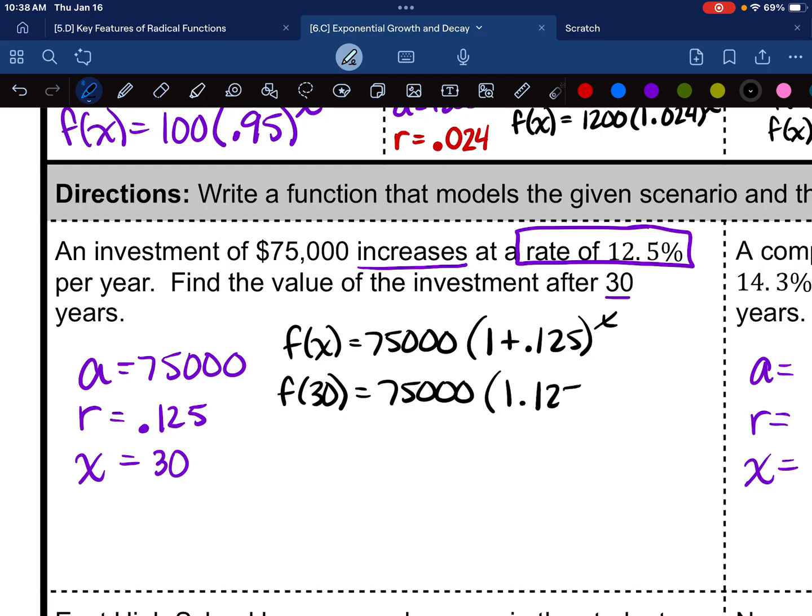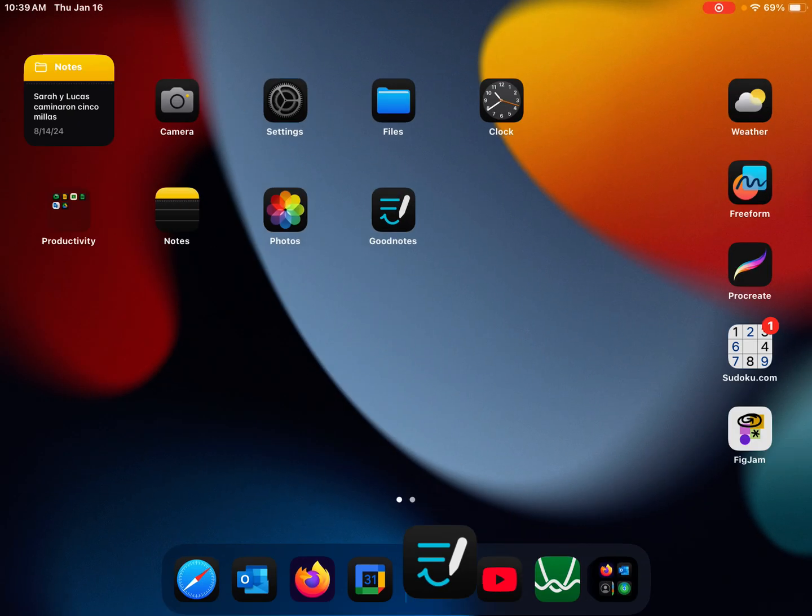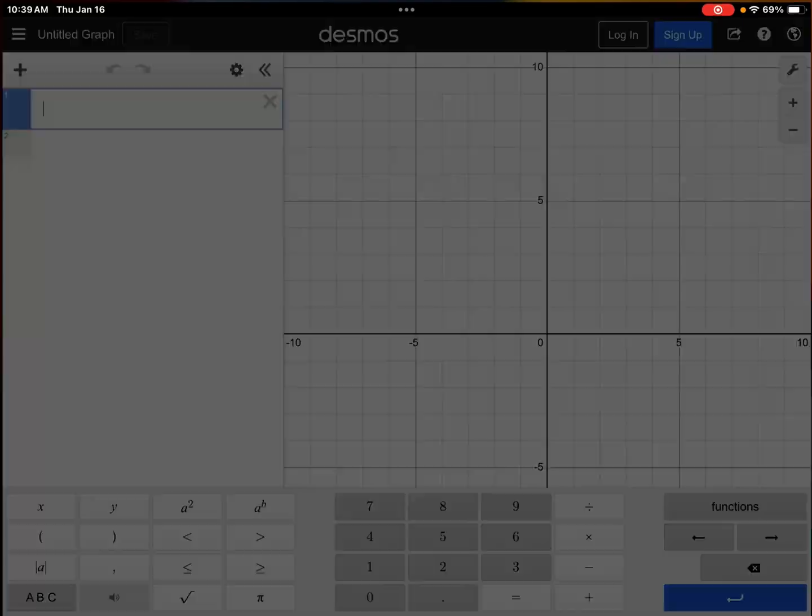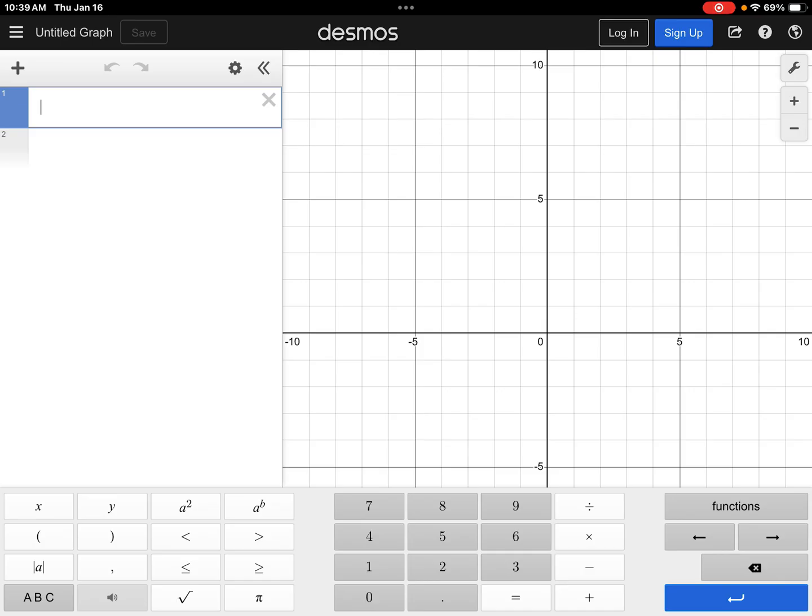I'm also combining my like terms there, just while I'm at it. So this part, okay, I'm going to have to use Desmos in order to do. When I go to do this calculation, if I'm using a normal hand calculator, I would raise to this exponent and then times it by the 75,000. I'm going to try it on Desmos.